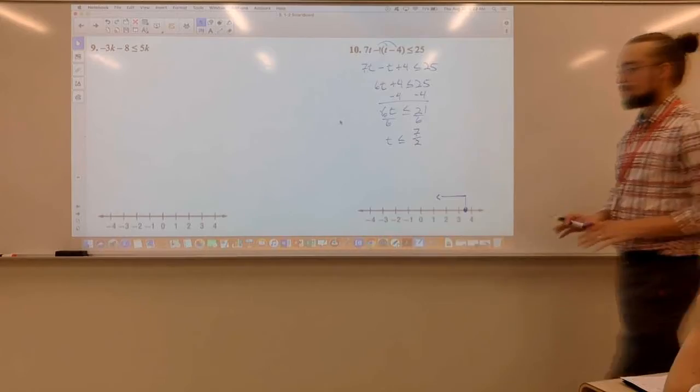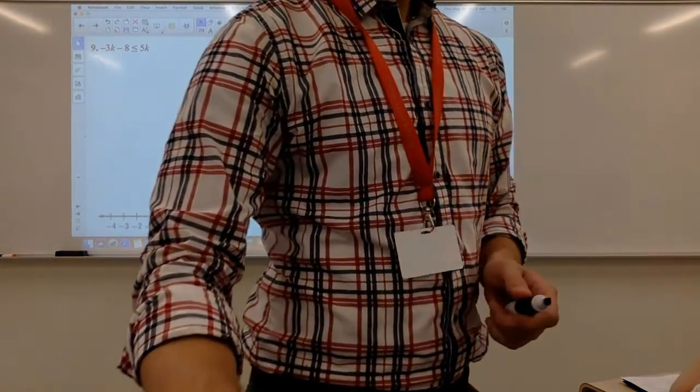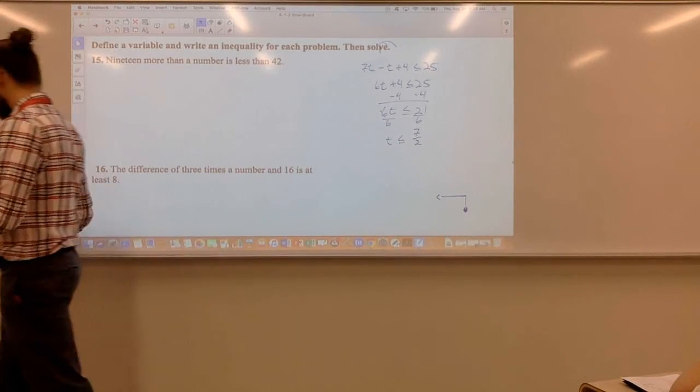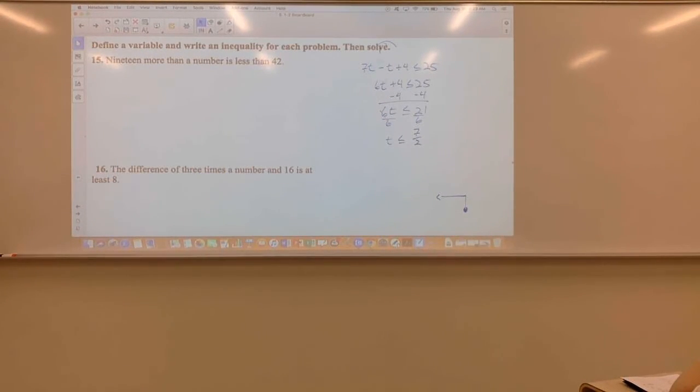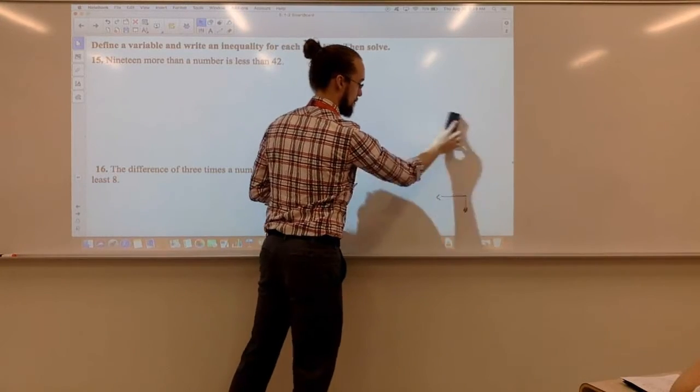Feel okay with those? Yes. All right, then the last ones on your paper are bringing in kind of the ideas from the last couple of days where we needed to turn a verbal expression into an equation. Right now we're just going to do that with an inequality.